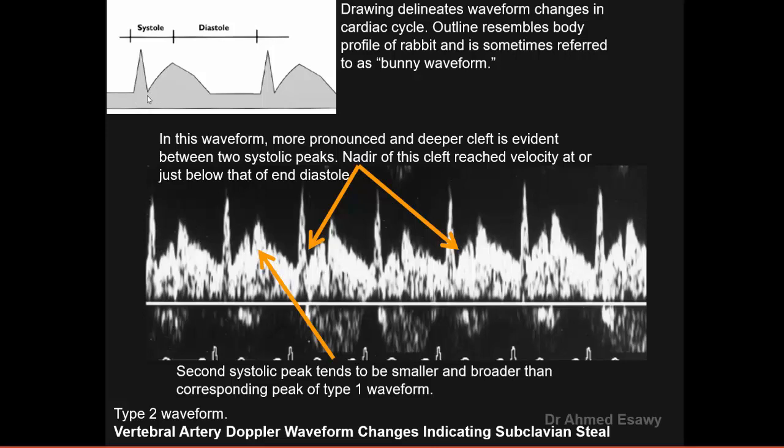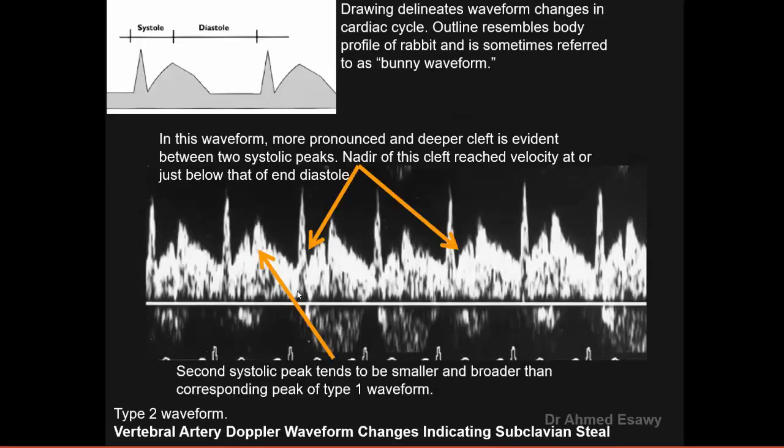Velocity reaches at or below that of end diastole. The velocity of the notch reaches at or below that of end diastole. We found in this waveform a more pronounced, deeper cleft evident between two systolic peaks. Neither of these clefts reached velocity at or below that of end diastole. The second systolic peak tended to be smaller and broader than the corresponding peak in the type 1 waveform.